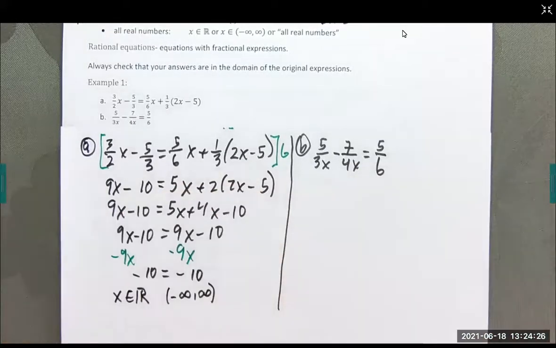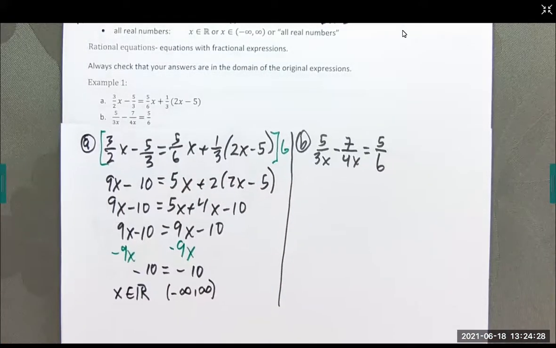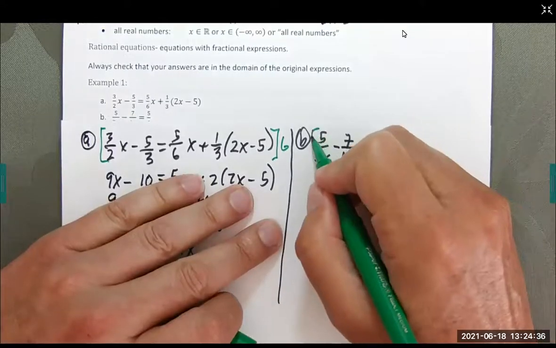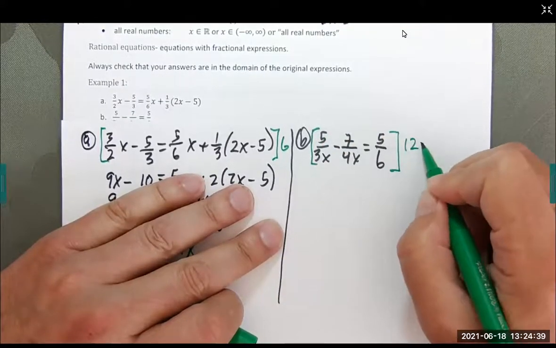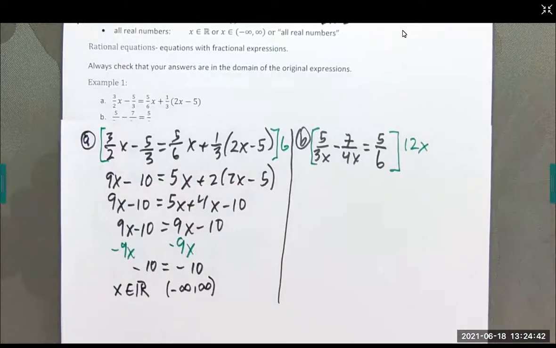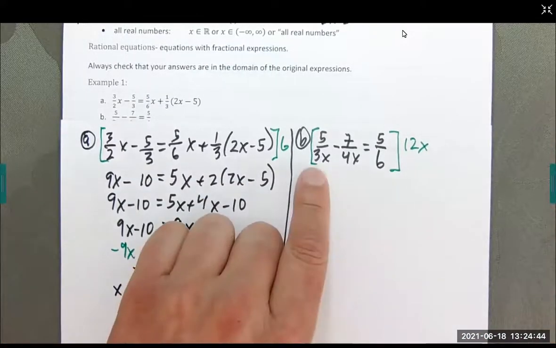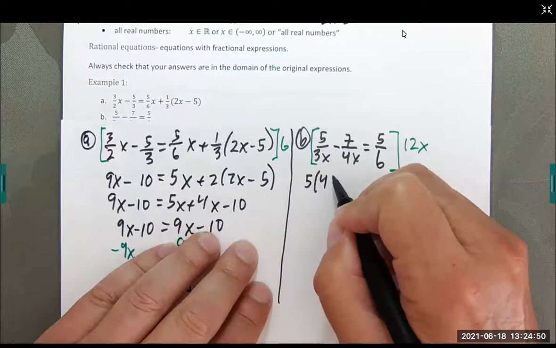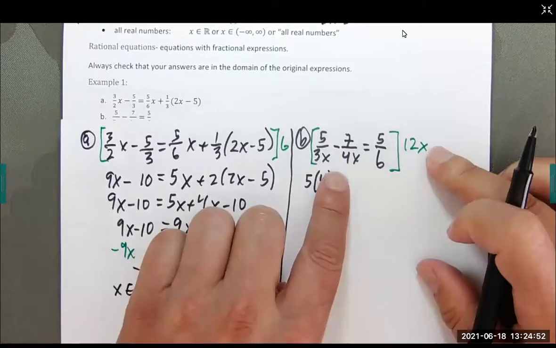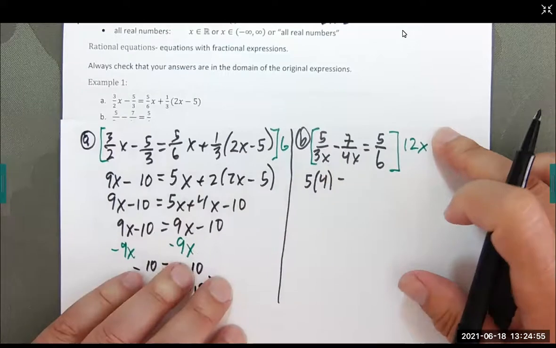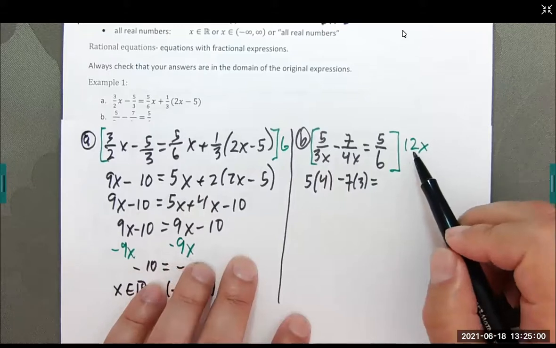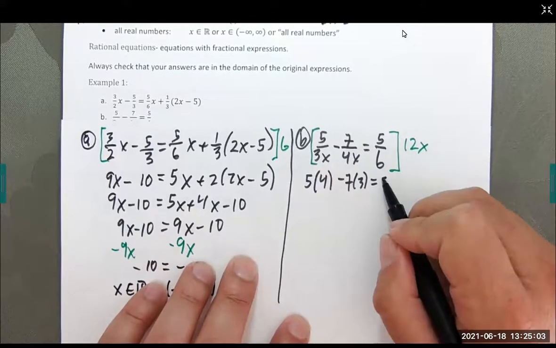All right. Now in this case, our common denominator looks like it's going to be 12x. So I'm going to multiply both sides by 12x. And for this first one, 12x divided by just 4, so this becomes 5 times 4. Here, 12x divided by 4x is just 3, so this is 7 times 3. And here, the 12 and the 6 reduce to a 2, so this becomes 5 times 2x.